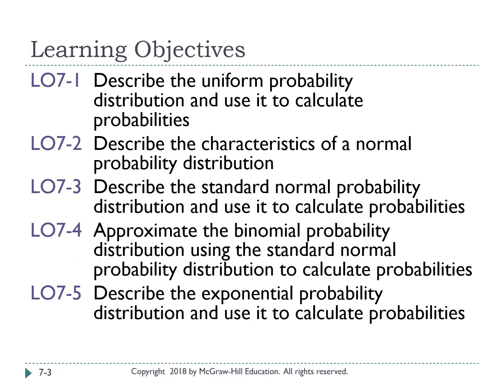In this chapter, we will cover only a few learning objectives, so please ignore the first learning objective and the last learning objective. In this part, you are expected to be able to describe the characteristics of normal probability distribution as well as approximate binomial probability distribution, and you should be able to compute or calculate their probabilities. Okay?